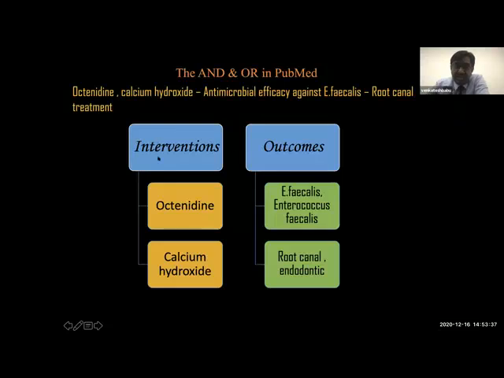So interventions means all the drugs. Here I'm combining chlorhexidine and calcium hydroxide in one row. Next are the outcome-related words: E. faecalis, Enterococcus faecalis, root canal, and endodontic. Why am I using endodontic? A few titles would say comparing chlorhexidine and calcium hydroxide, which is the best disinfection for root canal treatment. You won't have the word E. faecalis in certain titles, so we need that also. That's why we are putting in this broader scope, root canal or endodontic.